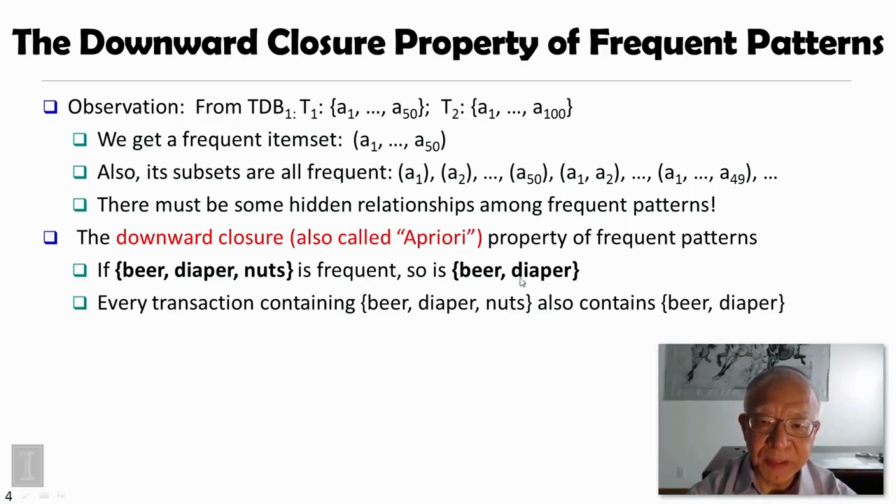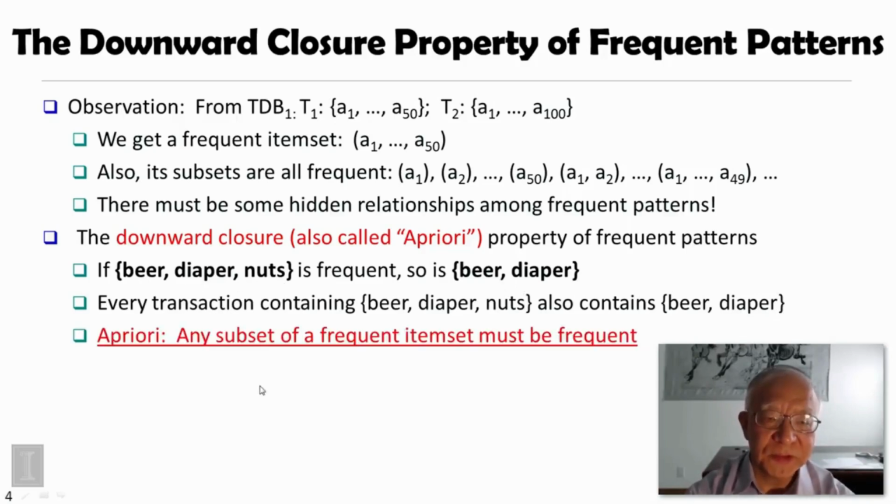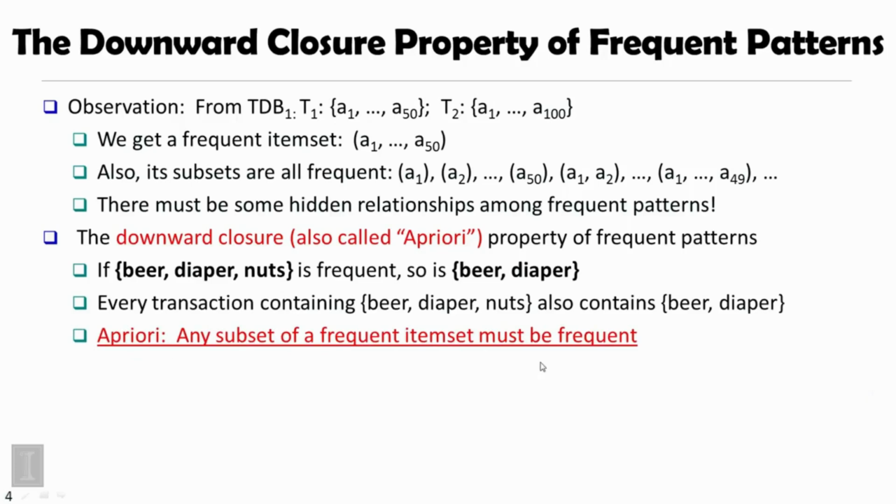Obviously, beer and diaper should be frequent as well, because any transaction which contains beer, diaper, and nuts must also contain beer and diaper as an item set. That's why beer, diaper as an item set should be at least as frequent as beer, diaper, and nuts. So we can easily derive this property: any subset of a frequent item set must be frequent if we keep the minimum support threshold the same.